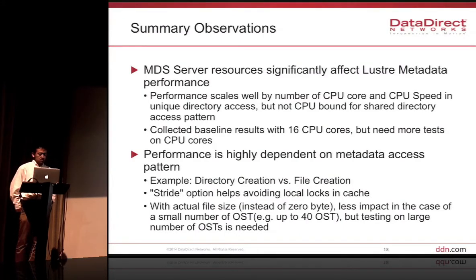This is a quick summary. As I showed in some of the benchmark results, regarding the hardware impact for metadata performance, the MDS server resources significantly affect Lustre metadata performance. Also, the number of CPU cores and the CPU speed are not always helpful for the unique directory. However, the number of CPU cores is not much help to the shared directory access pattern.